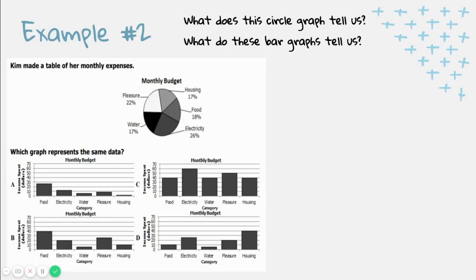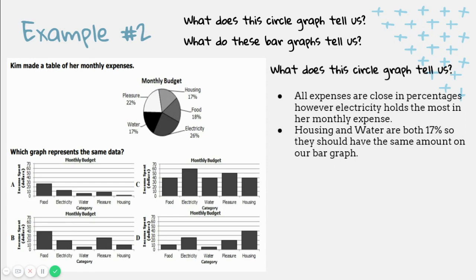We are going to ask our two questions. What do we know? What does the circle graph tell us? What does our bar graph tell us? Well, we know that the circle graph is going to tell us that all expenses are close in percentages. So we know that water and housing are both the same, 17%. Food is just one more percent, and electricity and free time are both in the 20s. We also see that housing and water are both 17%, so they should have the same amount on our bar graph.